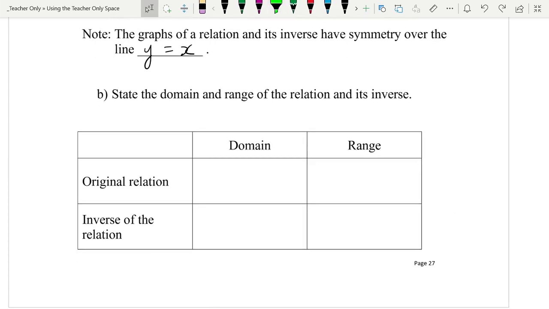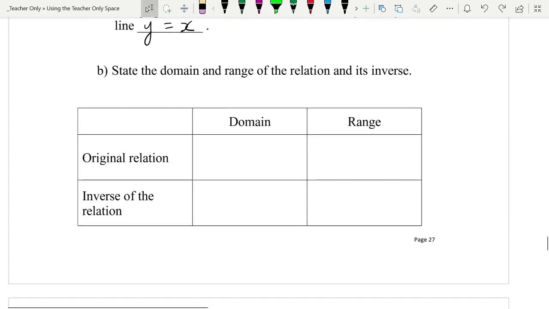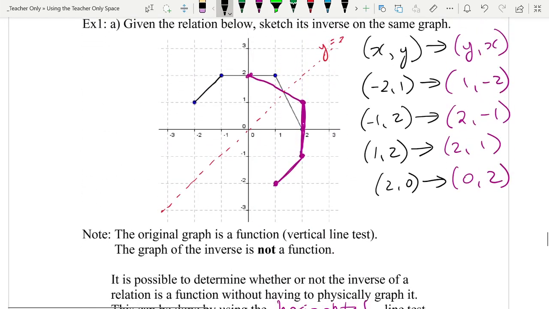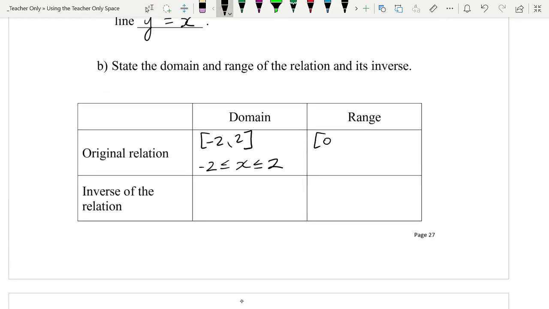Now, state the domain and range of these things. Okay, so my original function, the black one, let's go back and look at it. The black one goes from x is negative 2 all the way to x is positive 2. So that one's going to have an original domain from negative 2 to 2. If you don't like interval notation, of course, you can write it in set notation. What's the range of the black one? Let's see. What are the y values? Well, the lowest y value we get is down here at 0. The highest value is up here at 2. So in interval notation, we go from 0 to 2. And in set notation, that means y is greater than or equal to 0, less than or equal to 2.